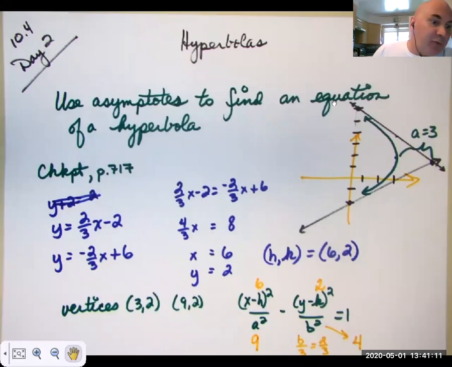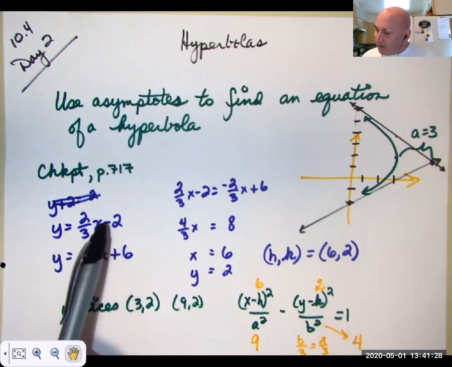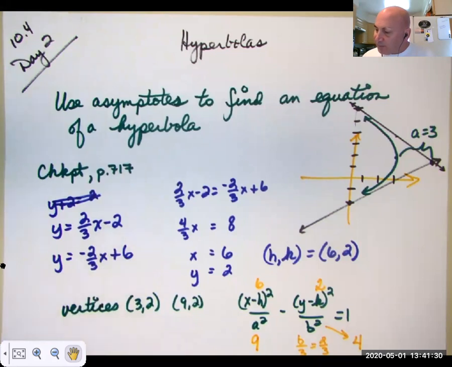So, what we have in this lesson, this is on page 717 of the textbook we're using as I'm making this video. I want to find the equation of a hyperbola that has these two asymptotes and these two vertices.